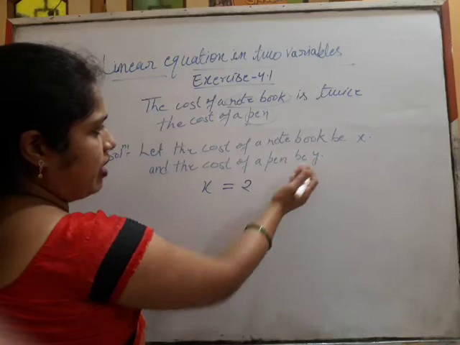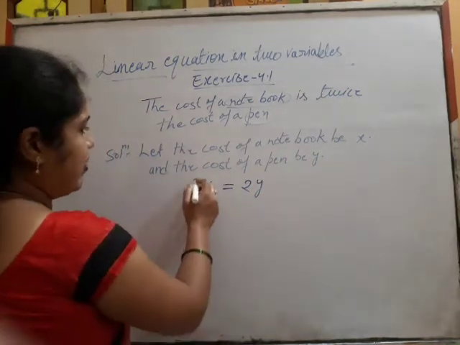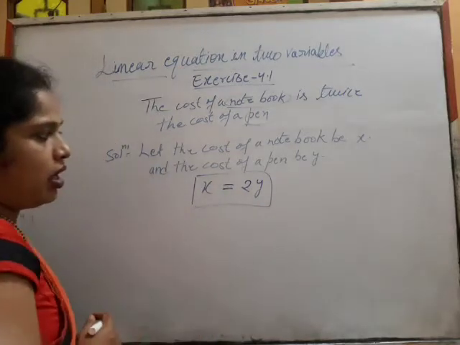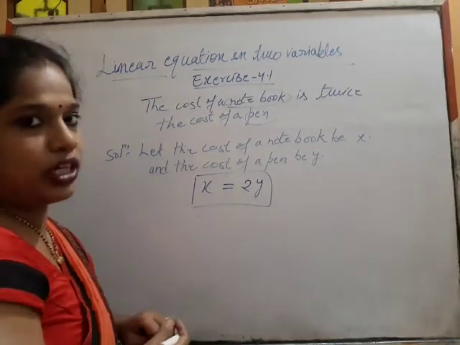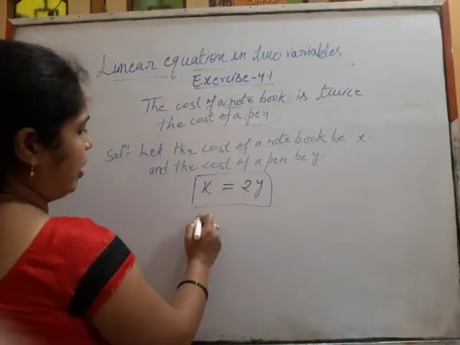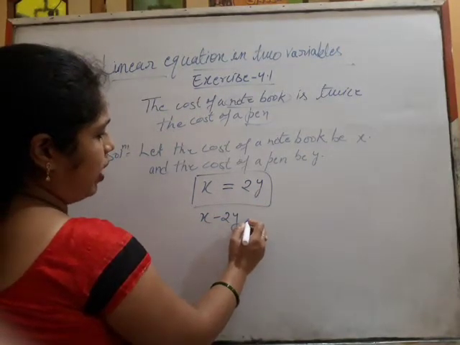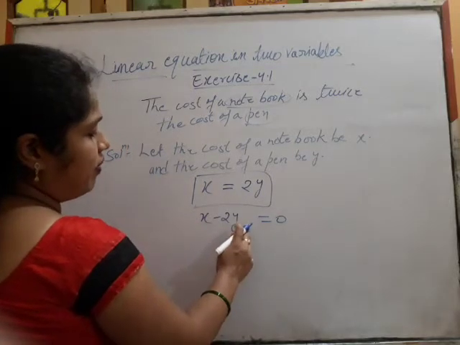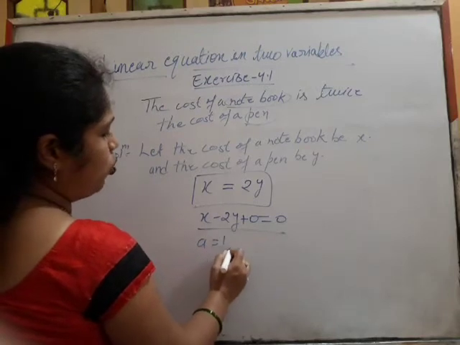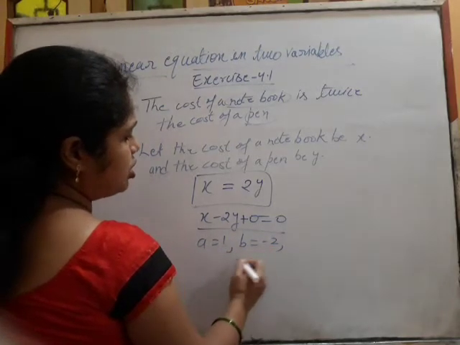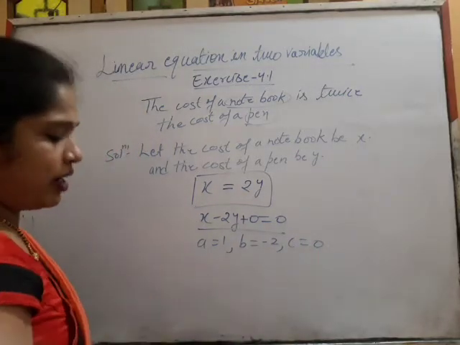What is the cost of a pen we have assumed? y. So 2 times the cost of a pen. So what is our expression here? This. Understood? Now we can change this into the standard form of linear equation in two variables. We shift this towards the left hand side: x minus 2y is equal to 0. Nothing is at the place of constant, so we can write plus 0. So here a is equal to 1, b is equal to minus 2, and c is equal to 0. I hope you have understood this question.